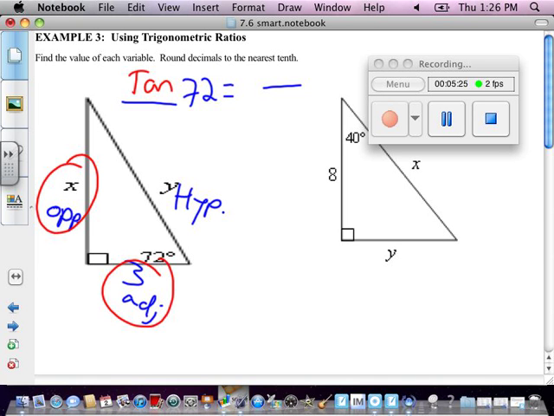Yes, Nathan. You're going to do opposite over adjacent. Perfect. Okay? On your homework, because some of you guys were asking about showing work, if you have this and then the answer, I'll give you credit for it, but you have to have at least this part. Good? Okay. So you're going to cross multiply. First you're going to go tan of 72. You don't have to. You can cross multiply first. You're going to get 3.0777 equals x over 3. Multiply both sides by 3.